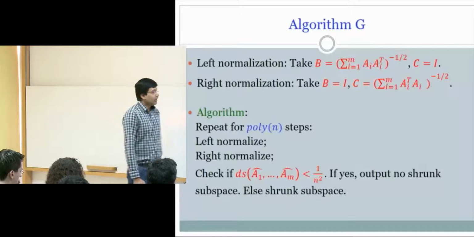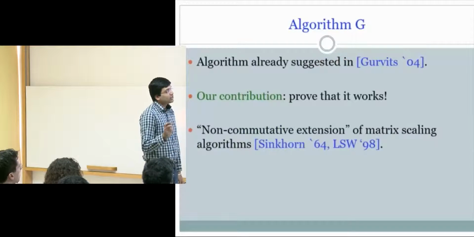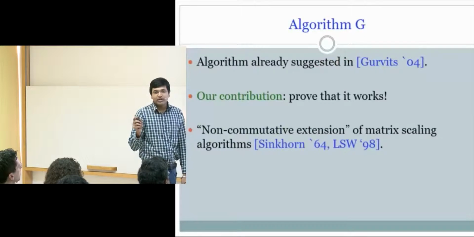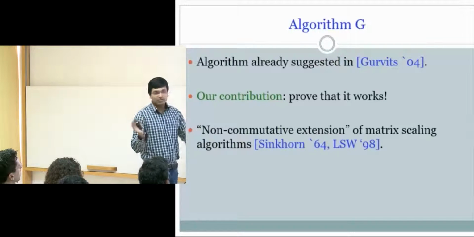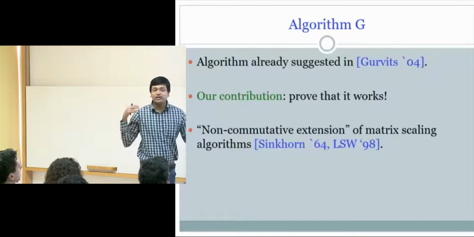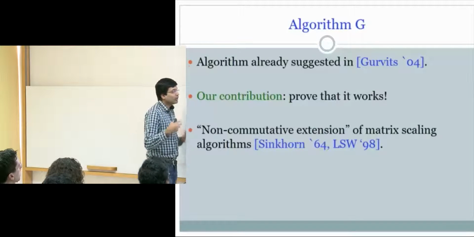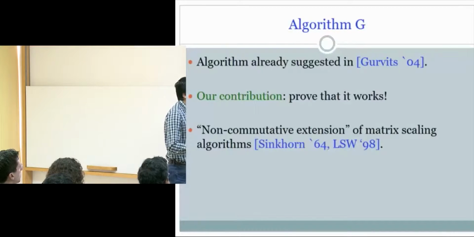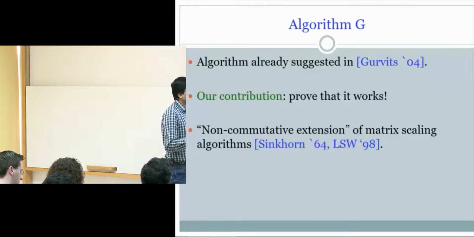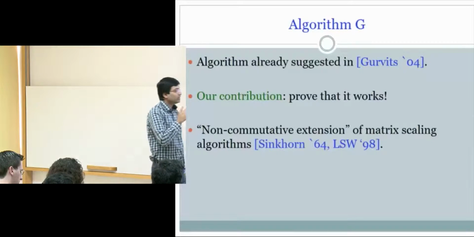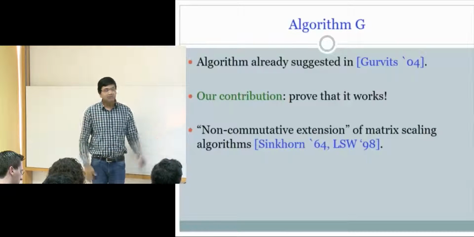Actually, this algorithm was already suggested by Gurvits in 2004. The point is that we prove that this actually works, that it converges in a polynomial number of steps. This is a non-commutative extension of the matrix scaling algorithms by Sinkhorn and Linial, Samorodnitsky and Wigderson. So yeah, if you know about it.